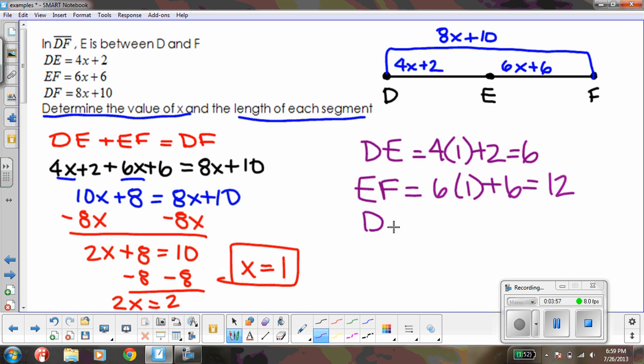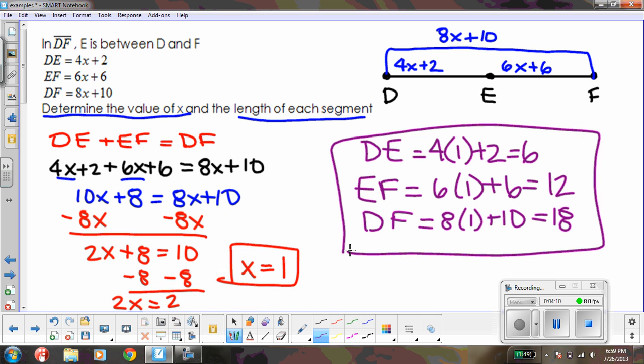And I could find DF one of two ways. I could simply add the 6 and the 12 to get 18, or I can say 10 times 1 plus 10, which is also 18. And those are my solutions.